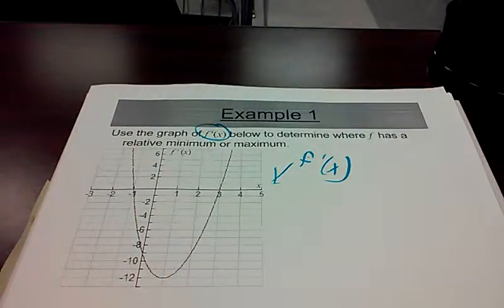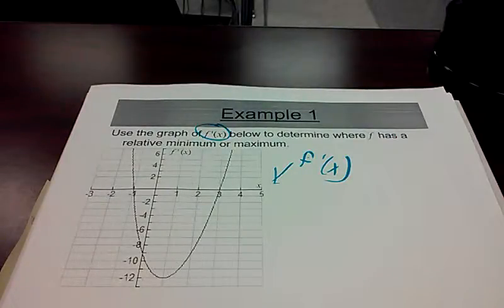Now remember, the rule is that you can tell where a function has a min or max by looking at the derivative if there is a sign change in the derivative. In other words, if the derivative goes from positive to negative, or if the derivative goes from negative to positive. Also, remember that your critical numbers, or your relative extrema, are where your derivative is 0.